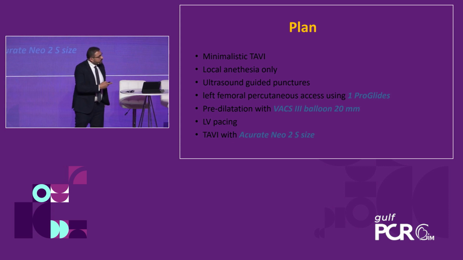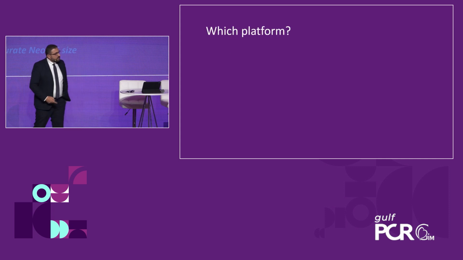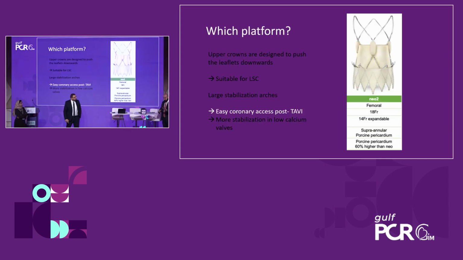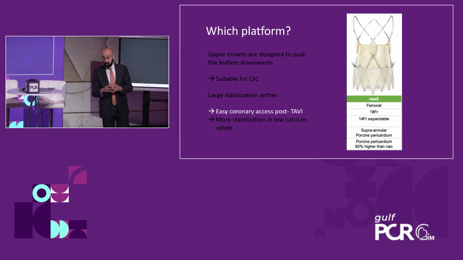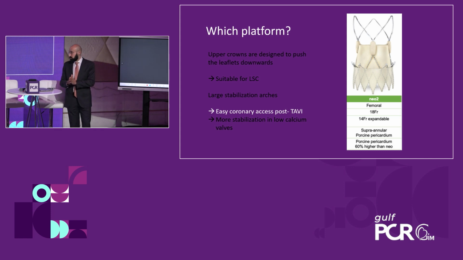Would you like to comment on the predilatation step? Yeah, so I didn't see the annular perimeter derived diameter. The mean diameter was 21. So usually, as you did, you want to predilate with 1 millimeter minus the perimeter derived diameter, so you have effective predilatation, so you have effective stent or valve expansion during implantation.